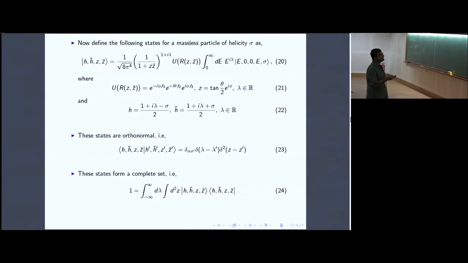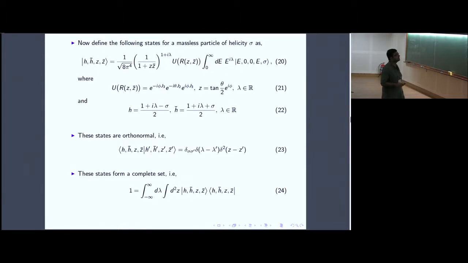Then you have this U_R(Z, Z bar), and then you have this integral over the energy, and then you have this particular state. This is the state where the massless particle with helicity sigma moves in the Z direction. And the h and h bar have this particular form.